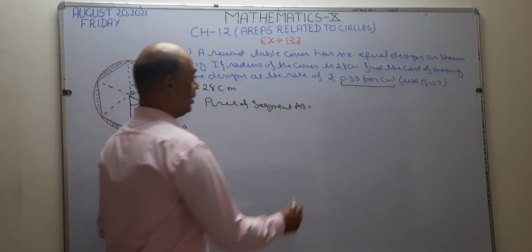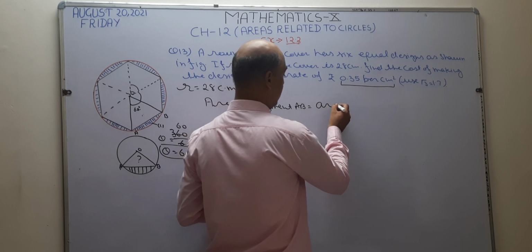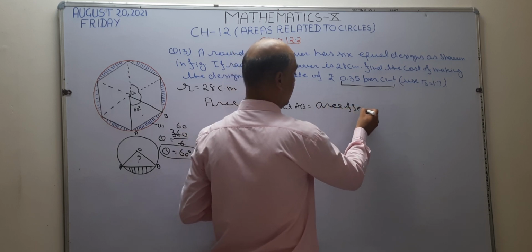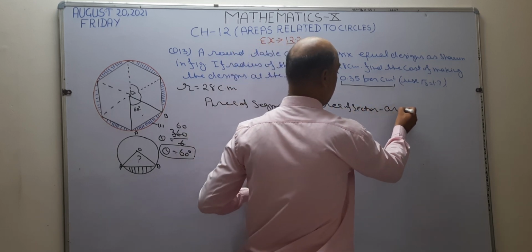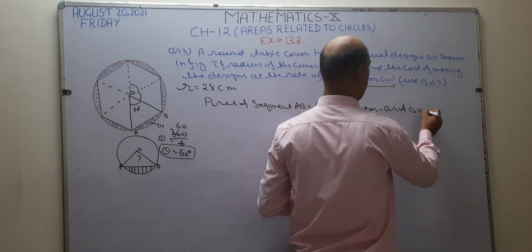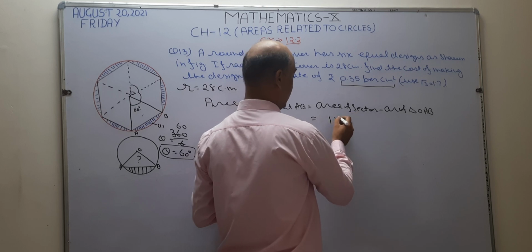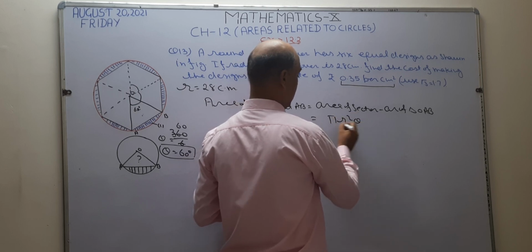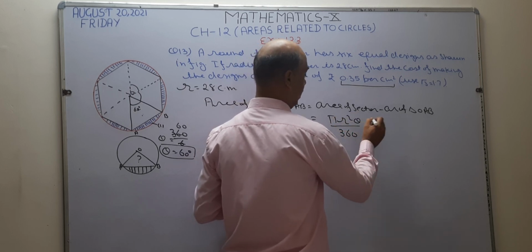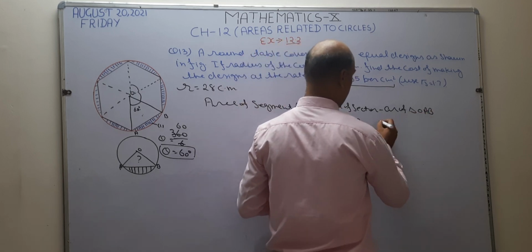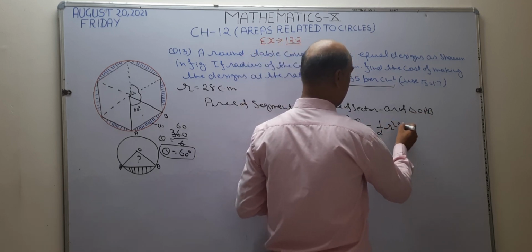Simple formula. Write here: area of segment equals area of sector minus area of triangle. What is the name of the triangle? OAB. We know how to find the area of a sector. The formula is pi r square theta upon 360 degree. And how do you find the area of this triangle? 1 by 2 r square into sin theta.